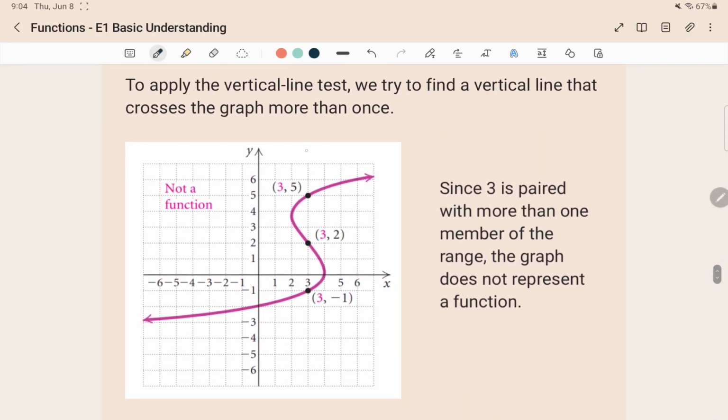In this example, I can draw a line at x equals 3 and hit this graph easily more than once, at (3, 5), (3, 2), and (3, -1). Since x equals 3 is paired with more than one member of the range, 5, 2, and -1, this graph does not represent a function.